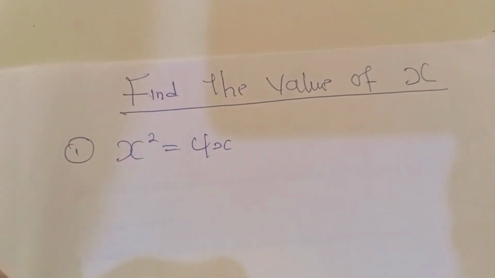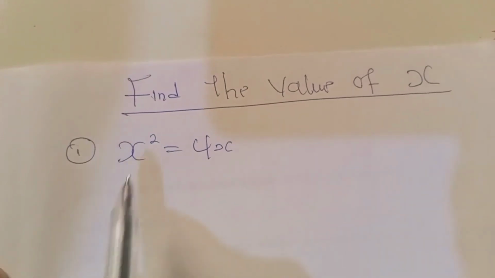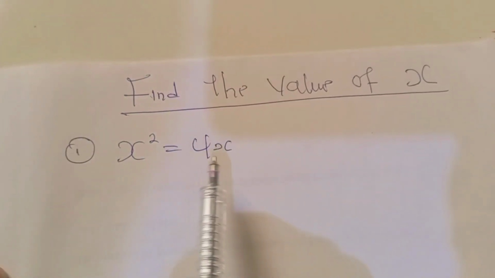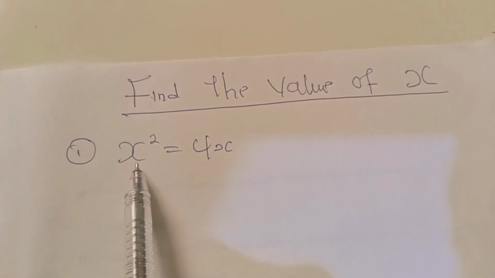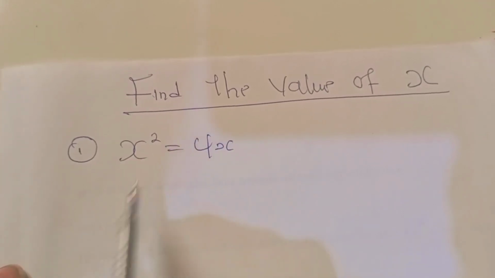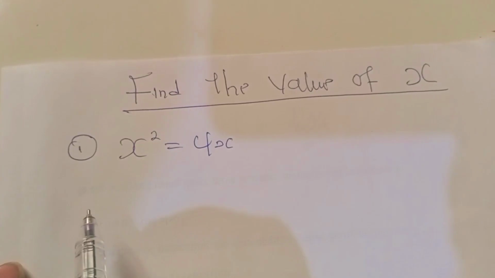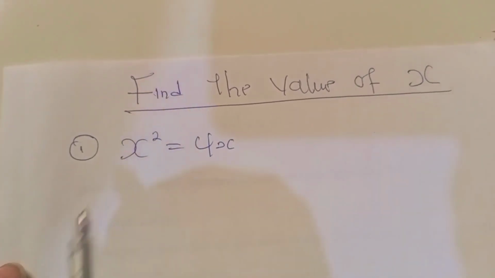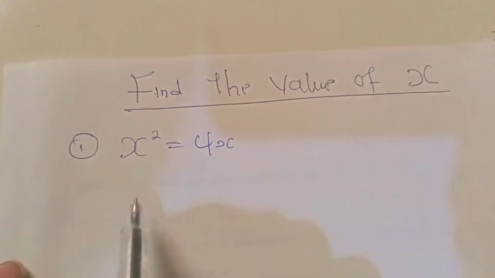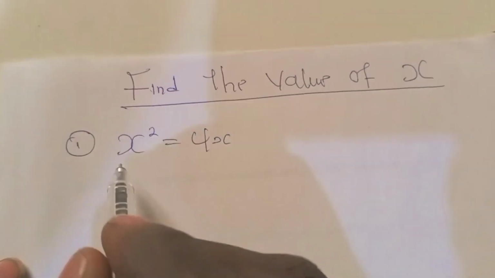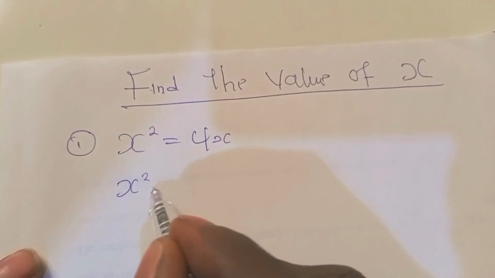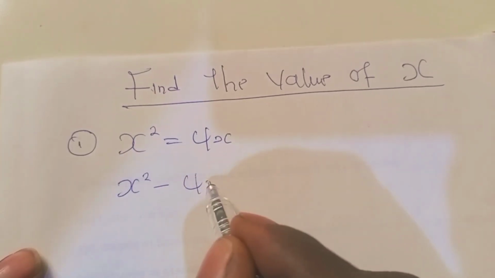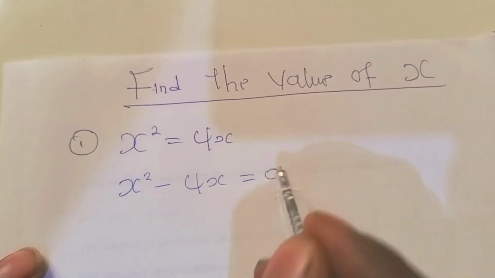Someone asked me how to find the value of x if x squared is equal to 4x. If such a question has been given to you, first of all, what you do is set this equation to 0 first. For example, x squared minus 4x is equal to 0.